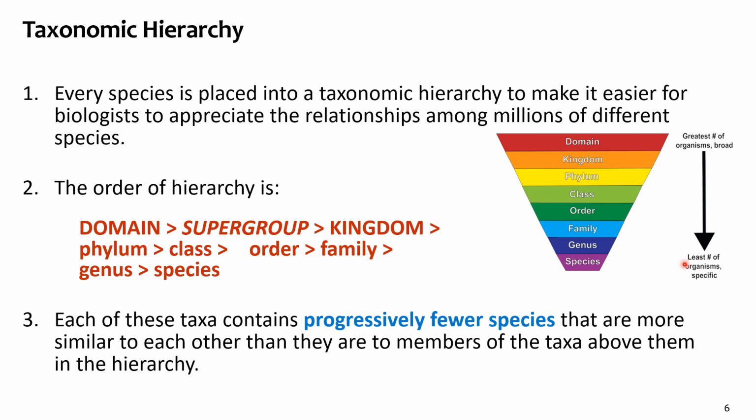So each of these is going to include progressively fewer species. So for example, we have one single species down at the bottom. There might be 4 or 5 species grouped into a single genus, etc.